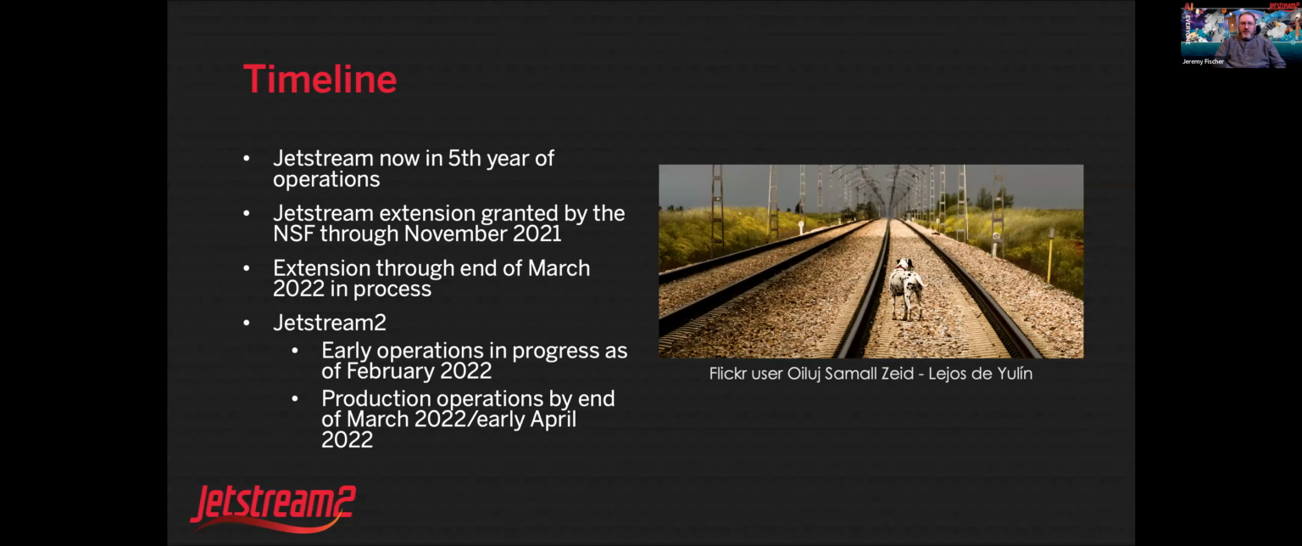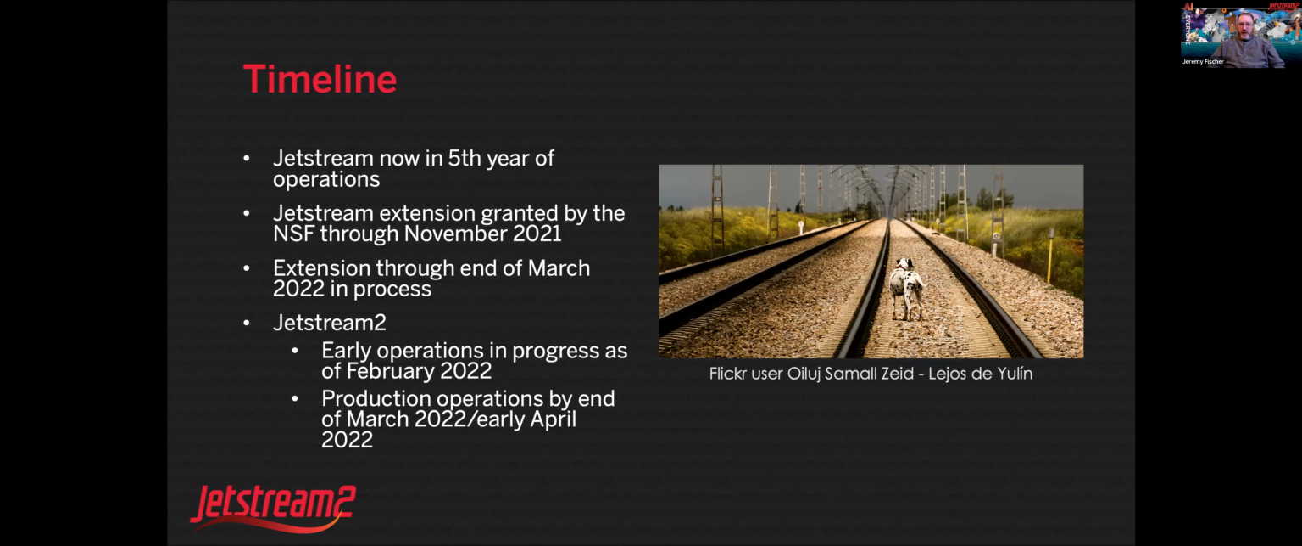A little bit about the timeline. So Jetstream 1 is in sunset. We expect it to go offline in coming months. We are officially ending production at the end of this month. However, because there are courses on it, we're going to run through the end of the semester. We're not going to bring in new allocations on it or allow any additions to the system.